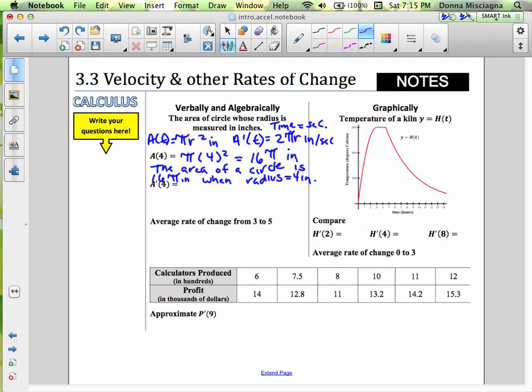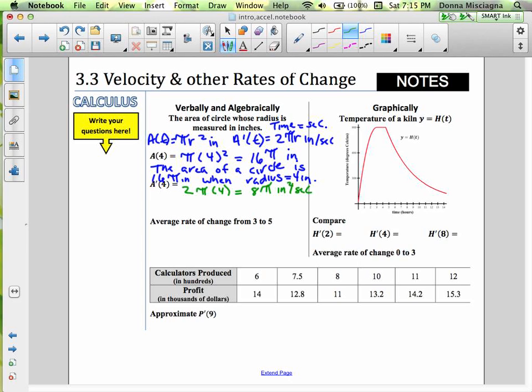Now let's evaluate the derivative when t equals 4. That's going to be equal to 2 pi times 4, which would be 8 pi inches per second. Excuse me, no, actually, I'm sorry, inches squared per second, because this is area. Inches squared per second.